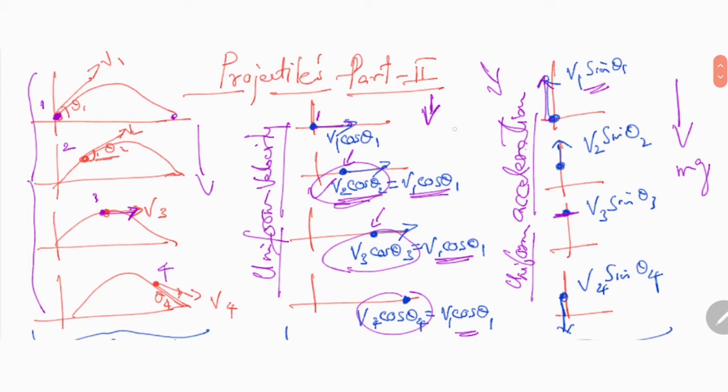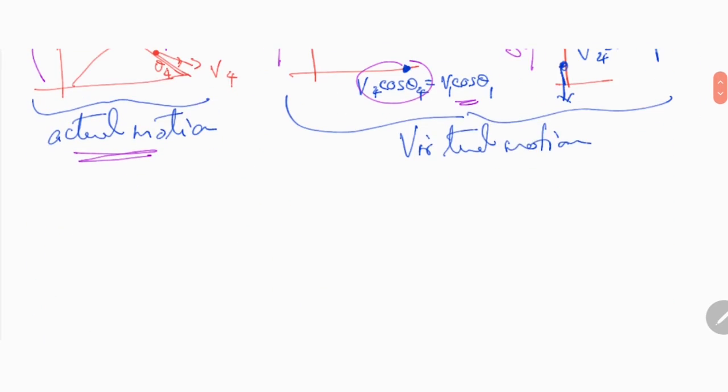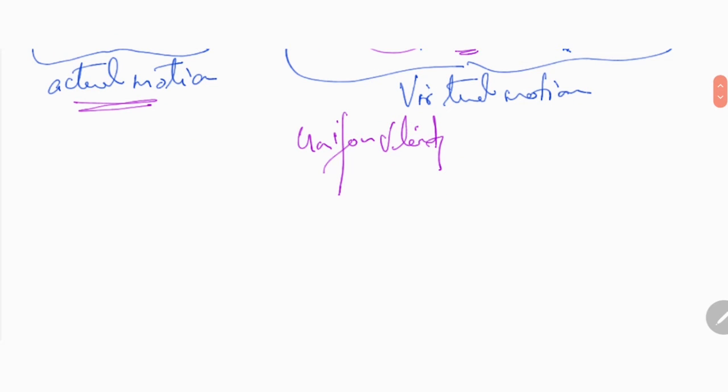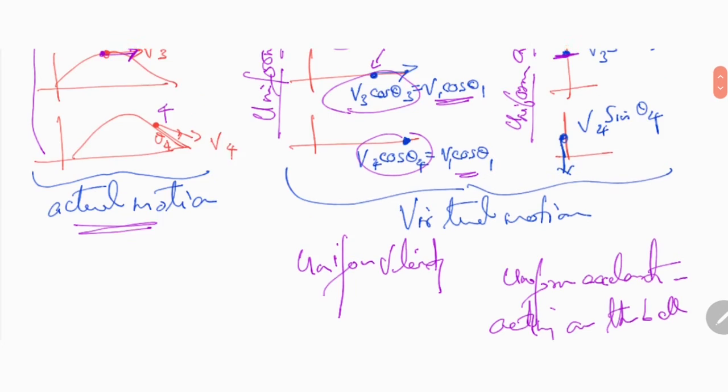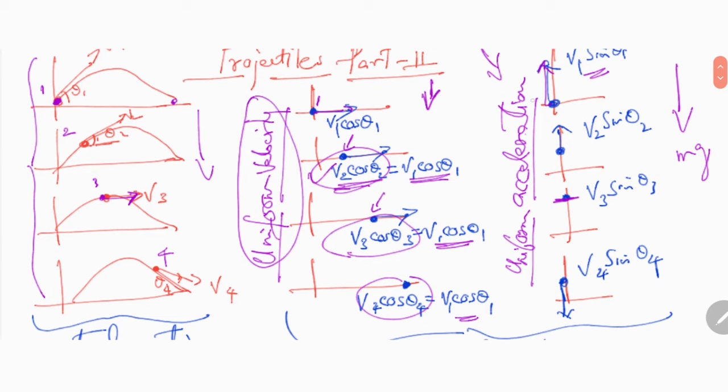So along the x-axis, it's uniform velocity, and for the ball being tossed upwards, you will have uniform acceleration acting on the ball. I hope you get the idea very clear. So uniform velocity and uniform acceleration. Now with this understanding, let's jump into some derivations.